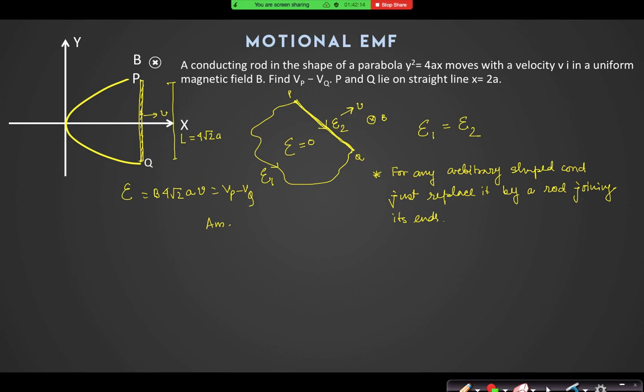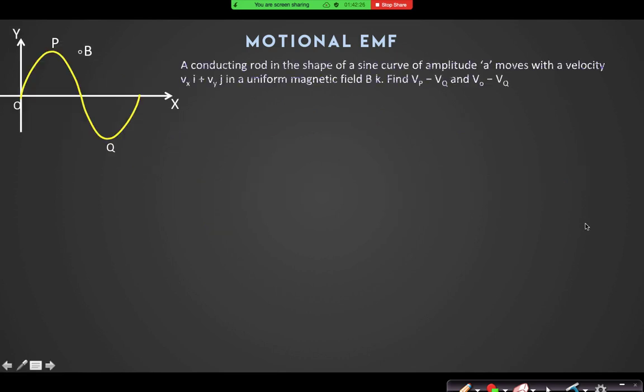Clear this one, no problem. Yes, sir. Now the motional EMF is easy. I think we'll be able to solve questions. Just wait. A conducting rod in the shape of a sine curve of amplitude A moves with a velocity vx i cap plus vy j cap in a uniform magnetic field B k cap. Find Vp minus Vq and Vo minus Vq.